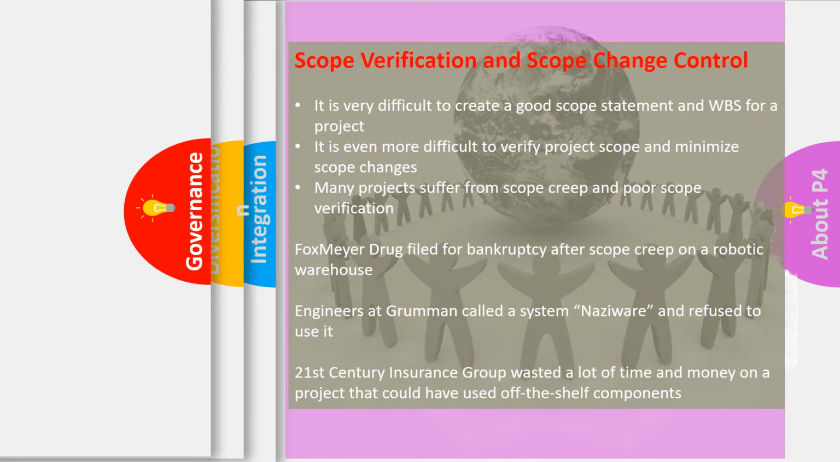Well, when we look at scope verification and scope change control, there may be changes as you're going along, and people may want slight changes. It's very difficult to create a good scope statement and work breakdown structure for a project. It's even more difficult to verify a project on scope and minimize scope changes. Many projects suffer from scope creep and poor scope verification. And again, you're going to hear this phrase again and again: scope creep.